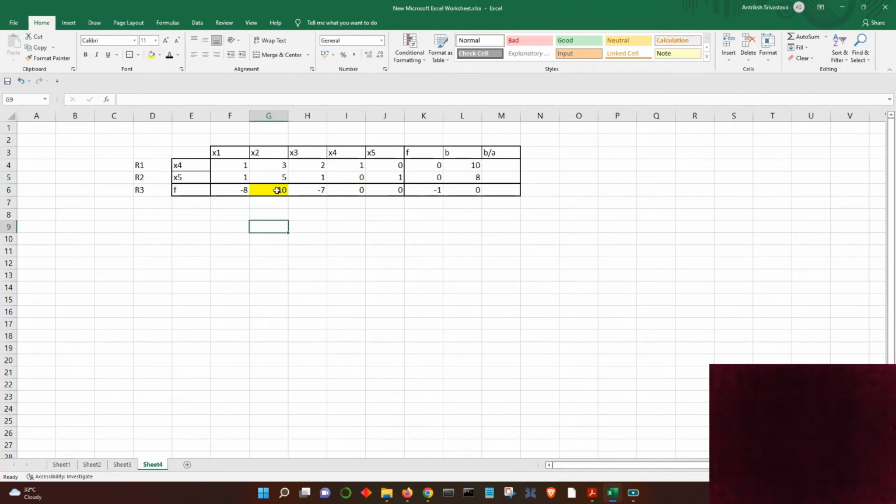Now, which element is x2 going to replace? X2 is going to come to x4 or x2 is going to come to x5? We identify that by calculating the ratio of this b, the constant, that is the right hand side, with respect to the coefficients.